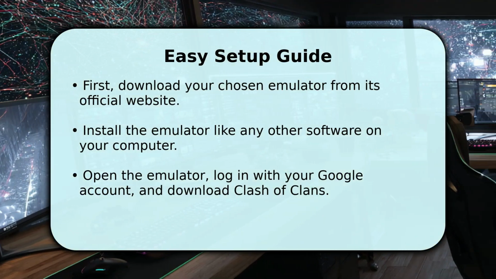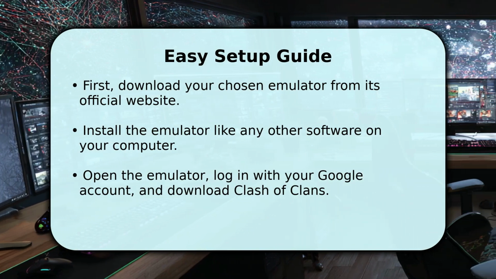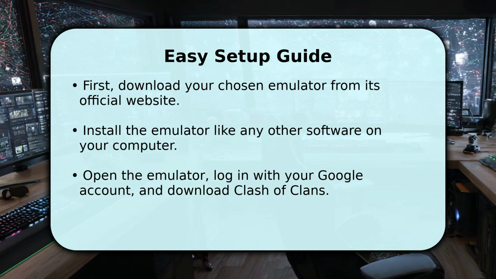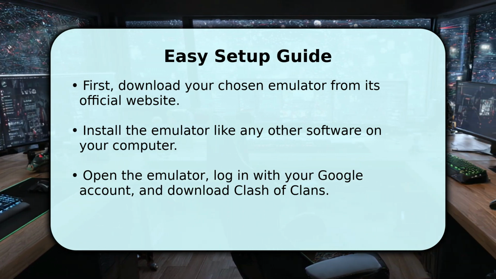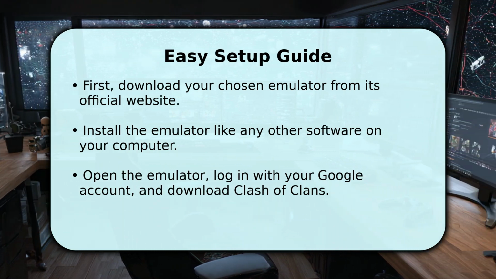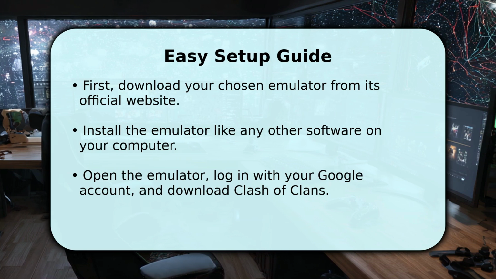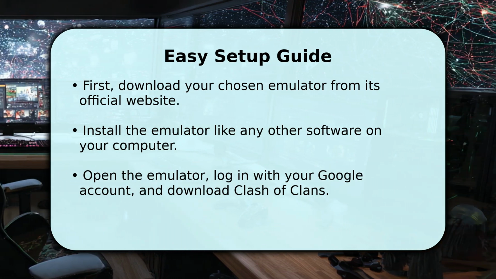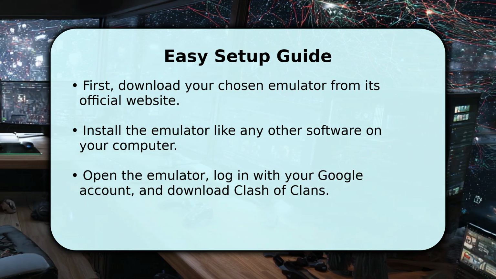Getting set up is quite straightforward. First, download your chosen emulator from its official website. Once downloaded, run the installer just like any other program on your computer. After the emulator launches, simply sign in with your Google account. Then, head to the Google Play Store within the emulator to download and install Clash of Clans. You'll be playing in no time.